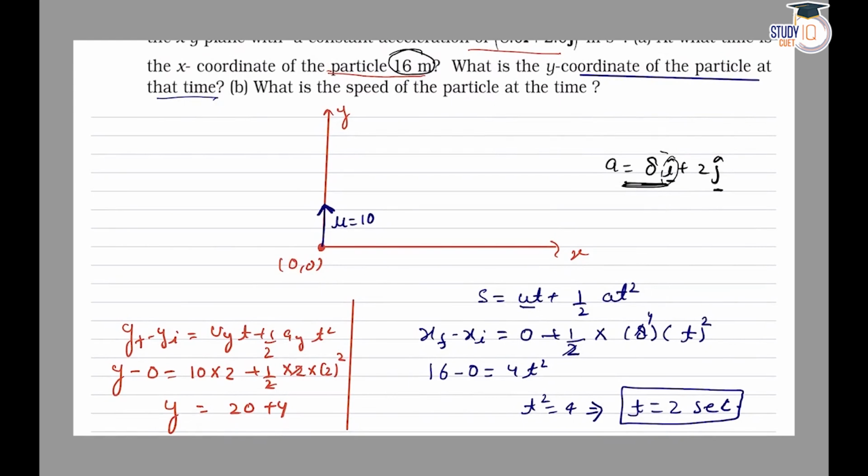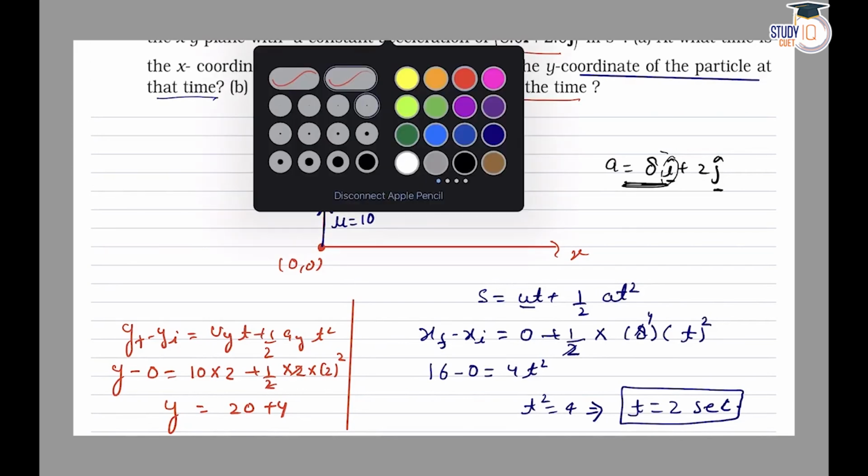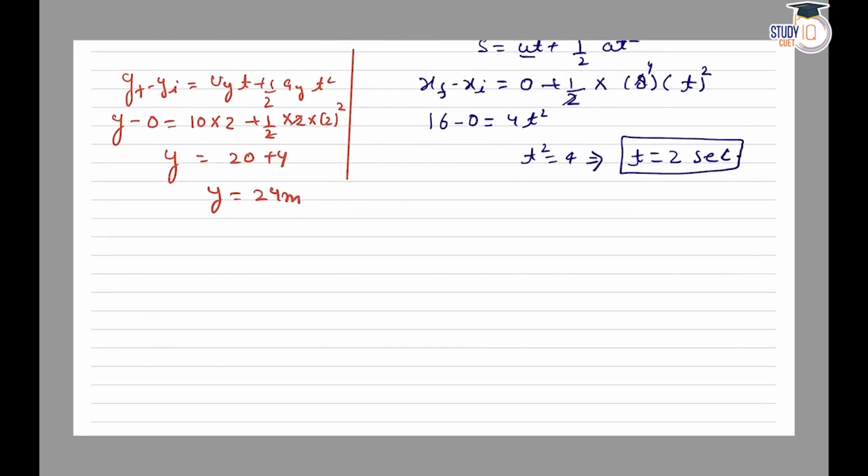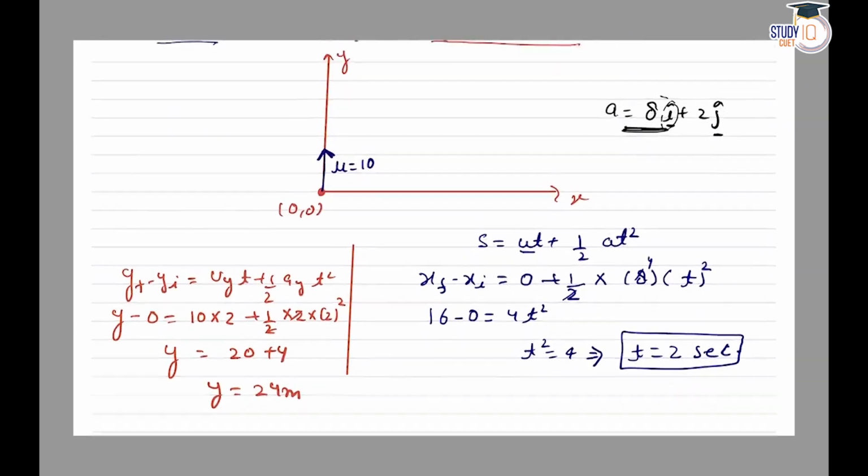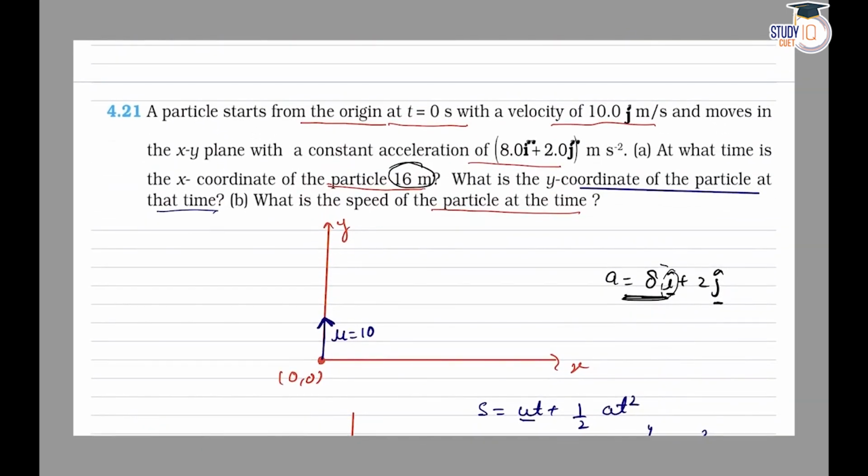And he's asking what is the speed of the particle at that time. So what we have to do is write the velocity of the particle at that time. So v can be written as vx i cap plus vy j cap. So first, at what time is he asking the speed? What is the speed of the particle at that time? It means he might want to ask the speed at t equal to 2 seconds.